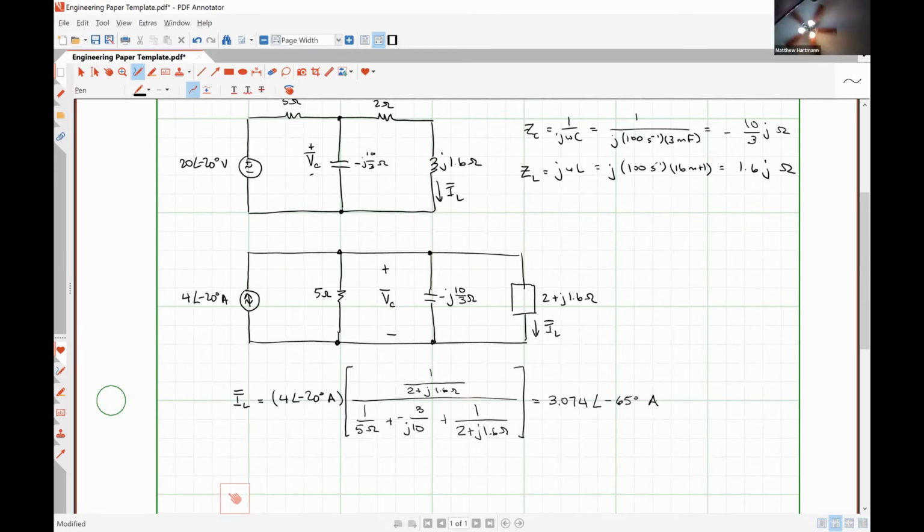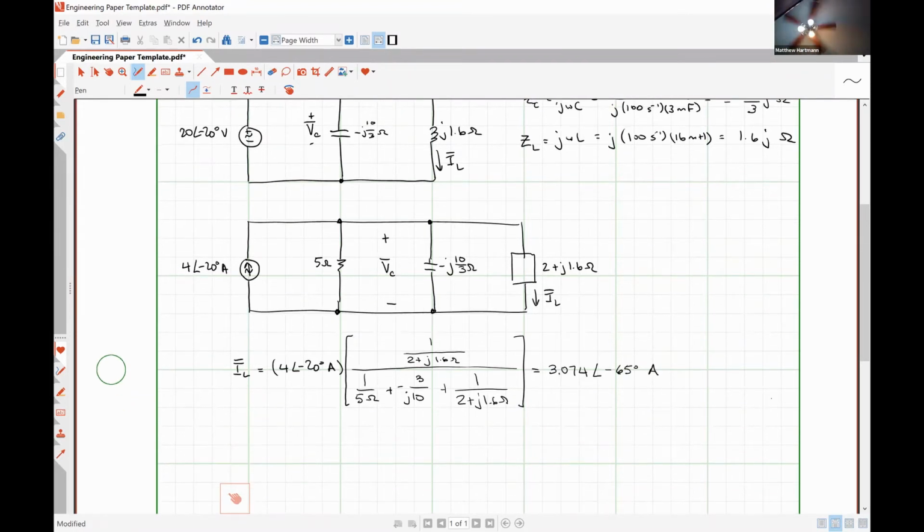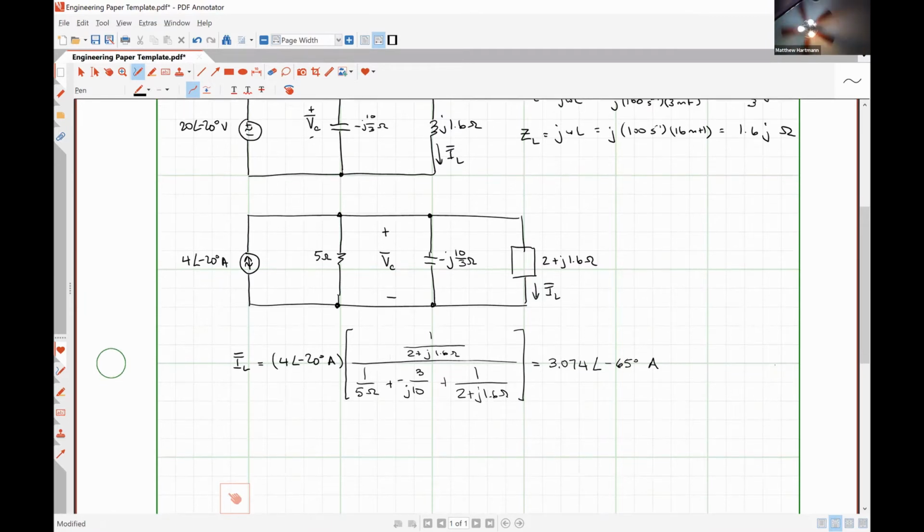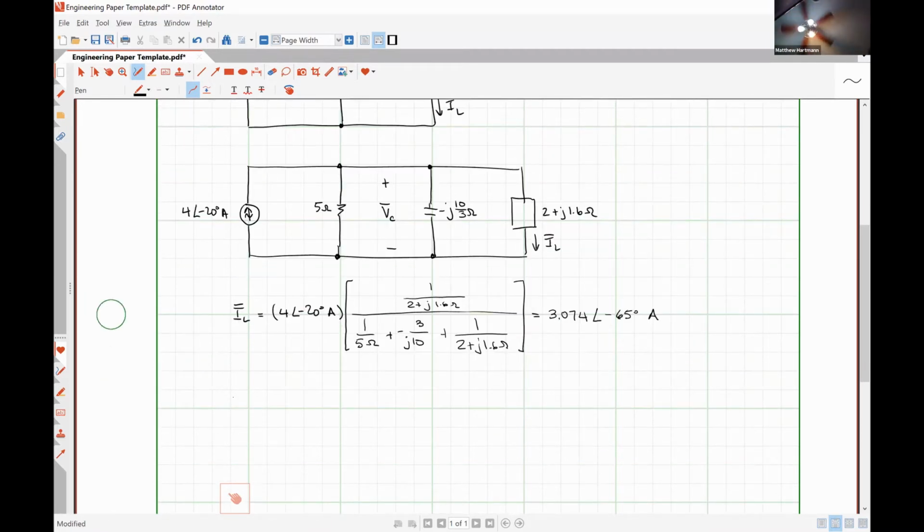And I put the expression into my calculator effectively exactly as it's written here. All right, so that is our current IL. Now, VC is simply IL times 2 plus J 1.6 ohms, just using Ohm's law, right? Because if all of these elements are in parallel, then if we know the voltage drop over that rightmost branch, we know the voltage drop over everything.